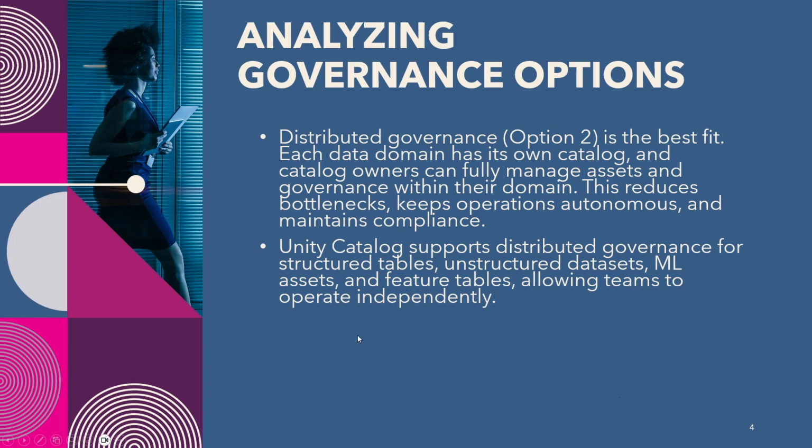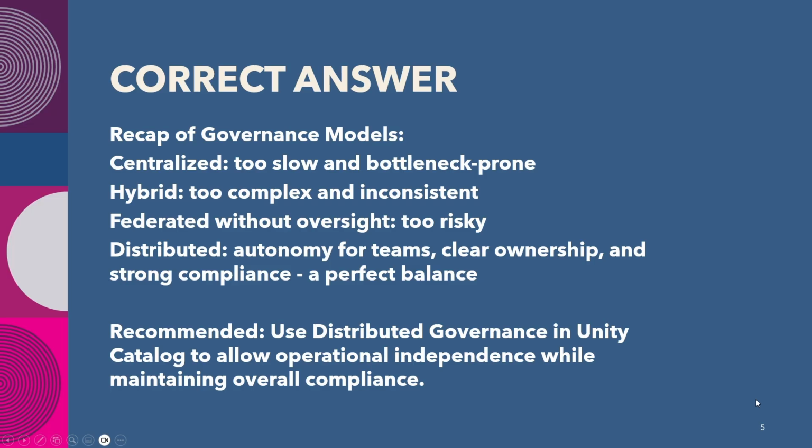Distributed governance also makes auditing and policy enforcement more straightforward. Each domain maintains consistent metadata and access controls, which means when auditors come knocking, everything is clear, traceable, and compliant. So let's recap. Centralized, too slow and bottleneck prone. Hybrid, too complex and inconsistent. Federated, without oversight, too risky. Distributed, autonomy for teams, clear ownership, and strong compliance, a perfect balance. And that's why, if you're setting up Unity Catalog in Databricks, distributed governance is the way to go.